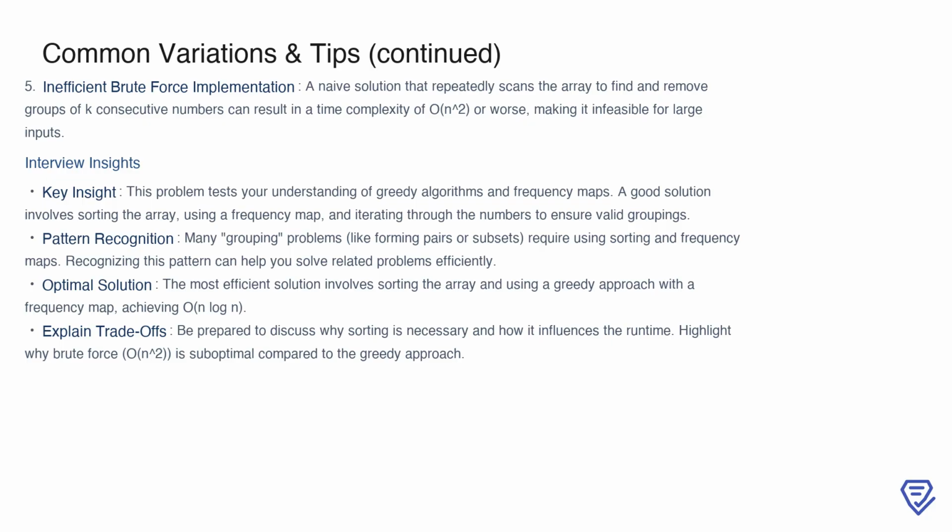Now, from an interview perspective, this problem is designed to test your understanding of greedy algorithms and frequency maps. A strong solution involves sorting the array, using a frequency map to track counts, and iterating through the numbers to form valid groupings. Recognizing patterns in grouping problems is also key. Many similar problems, like forming pairs or subsets, require sorting and frequency maps as part of their solutions. The optimal approach here achieves n log n by combining sorting with a greedy strategy. Be prepared to explain the trade-offs of your solution, such as why sorting is necessary and how it affects the runtime, and why brute force is suboptimal in comparison to a greedy approach.